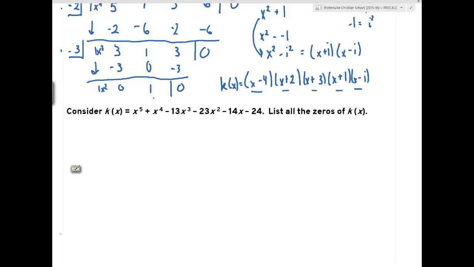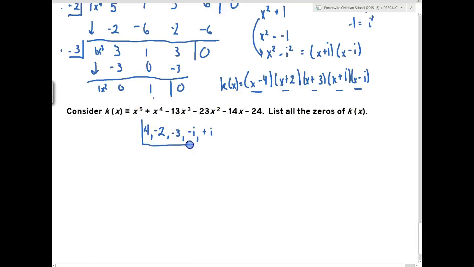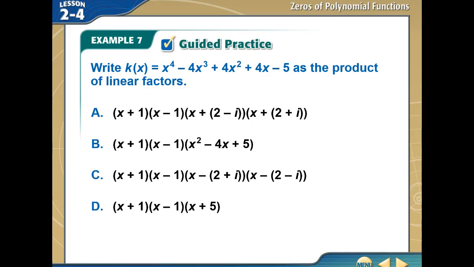Now finally, the last part of this example is they want us to list all of the zeros of k. Simply each of these 5 factors that I just mentioned, if we set them each equal to 0, that's going to give me positive 4, negative 2, negative 3, and this should be an i, by the way, but that's negative i and positive i are my 5 zeros. So here's another example for you to try. You're going to want to rewrite that k of x function as the product of linear factors only.